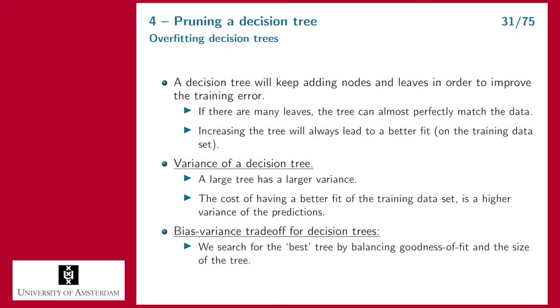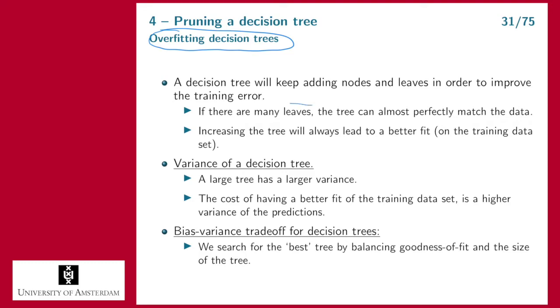Let's now have a look at overfitting when we deal with decision trees. By now, we know that a decision tree is partitioning the feature space into subregions, and we know how we can determine the best way to split each of the nodes. So a decision tree will keep adding nodes and leaves in order to improve the training error, to reduce the error.